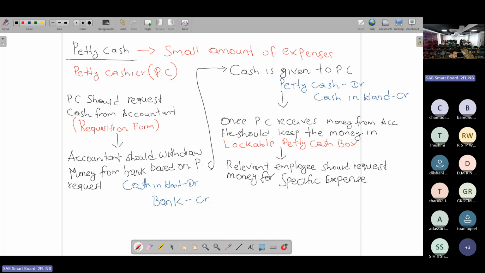So relevant employees should request money for specific expenses. Example, stationery expense. It's just an example. Okay, 500 rupees.